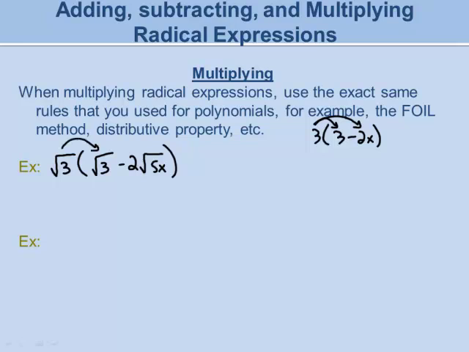We're going to take that square root of 3 and we're going to distribute it and multiply it to each term in the group. So that's going to give us the square root of 3 times the square root of 3 minus the square root of 3 times 2 times the square root of 5x. Simplify where you can. Square root of 3 times the square root of 3 is the square root of 3 squared, or the square root of 9. Notice that that is going to simplify down to give us a 3.